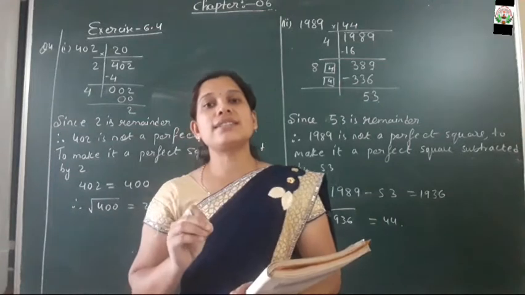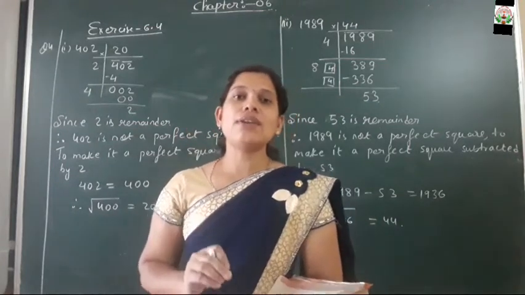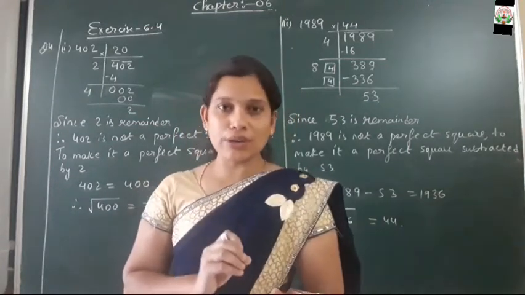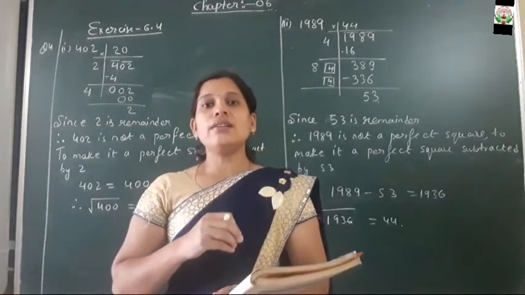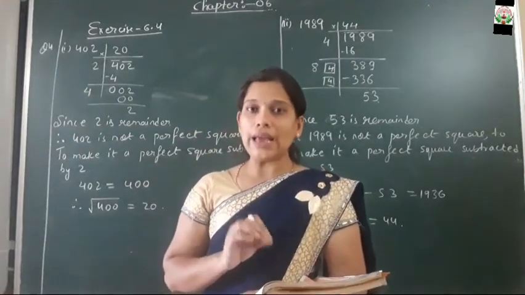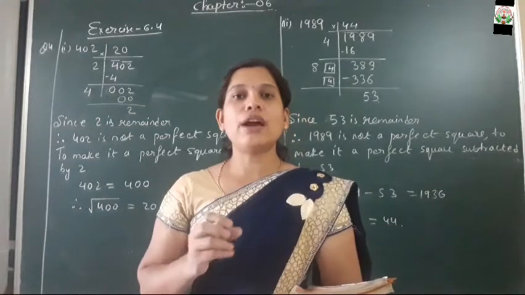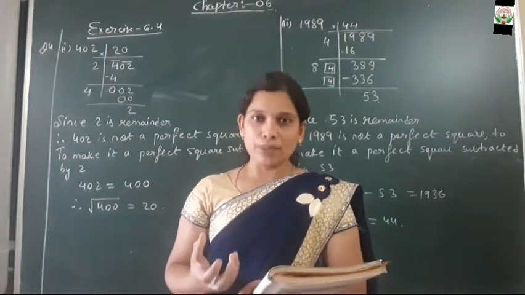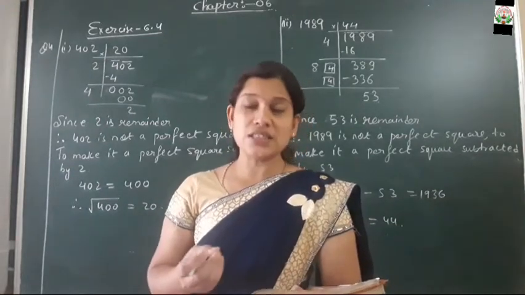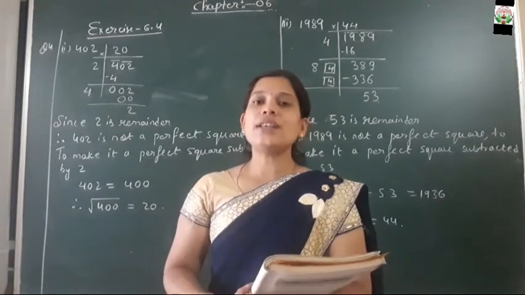As we did in exercise 6.3, in the same way we are going to do question number 4 and 5. But here we are going to subtract and add as said in the question, and we have to find the smallest number. Least number means the smallest number. So find the smallest number.